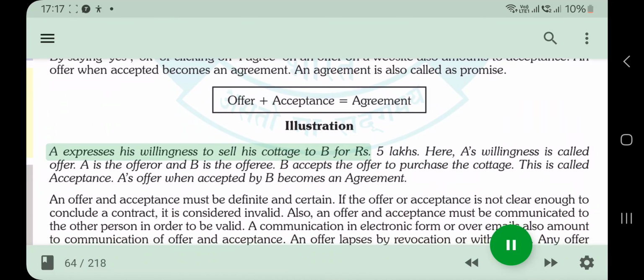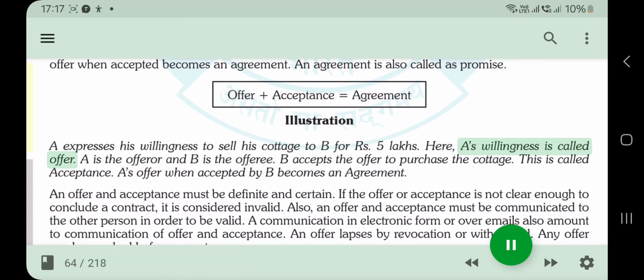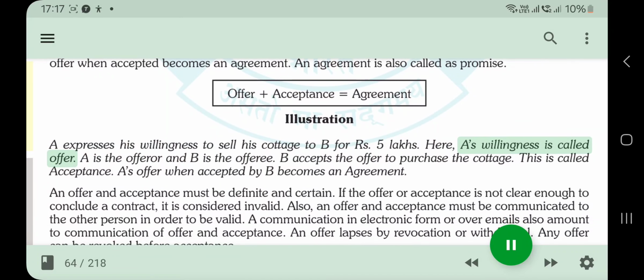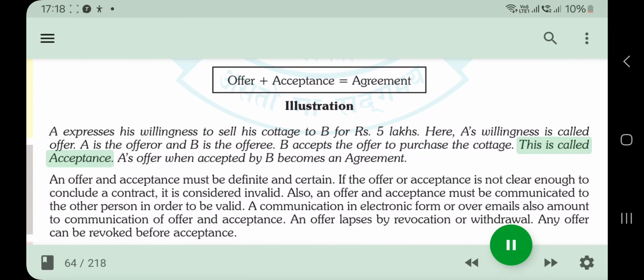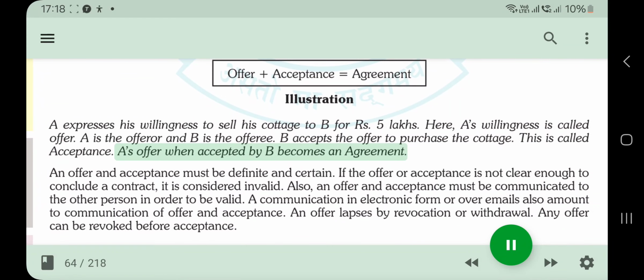Illustration. A expresses his willingness to sell his cottage to B for Rs. 5 lakhs. Here, his willingness is called offer. A is the offerer and B is the offeree. B accepts the offer to purchase the cottage. This is called acceptance. A's offer when accepted by B becomes an agreement.